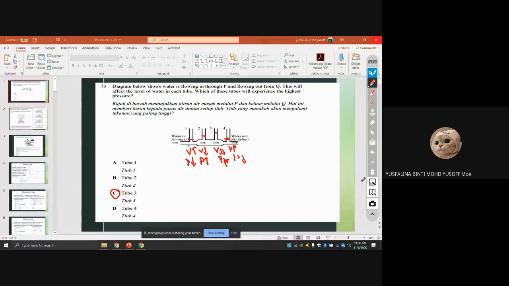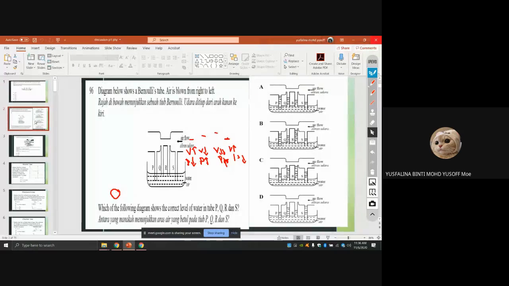Alright, then move on to the next question. The diagram below shows a Bernoulli tube. Air is blown from right to left. Which of the following diagrams shows the correct level of water in tubes P, Q, R, and S? This is also Bernoulli. Here the velocity is low, so the pressure is high. When the pressure is high, the water cannot rise up, because the pressure will push down the water. So the water should be the lowest here.